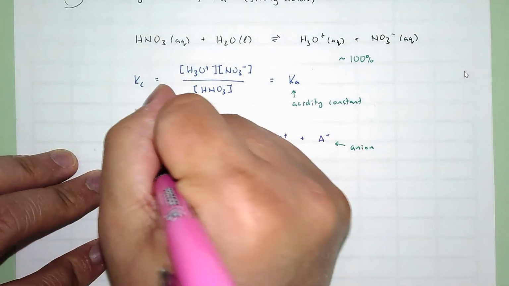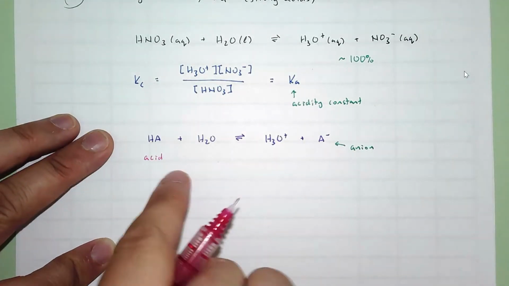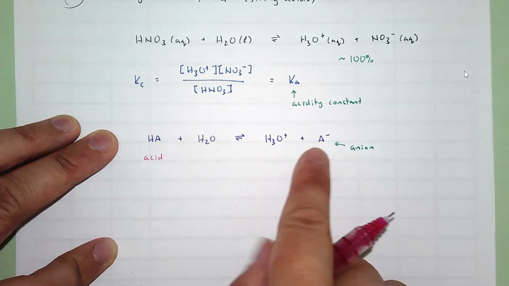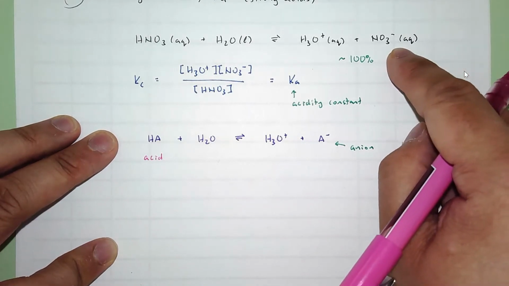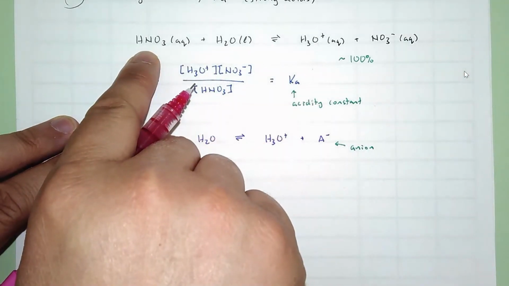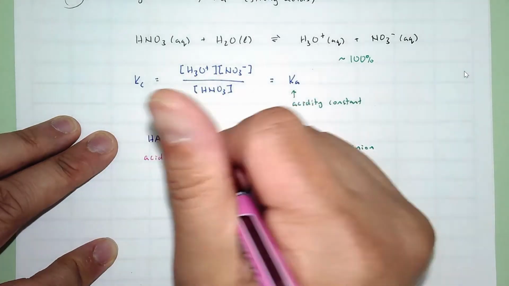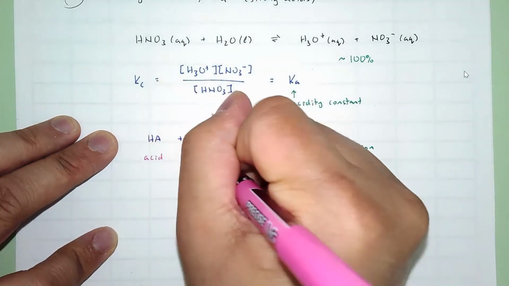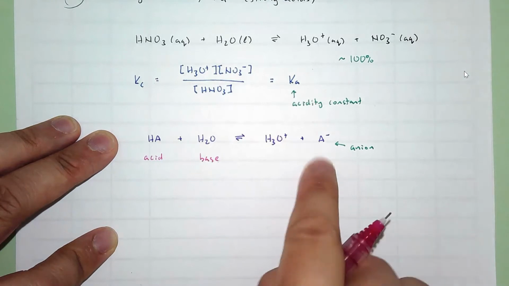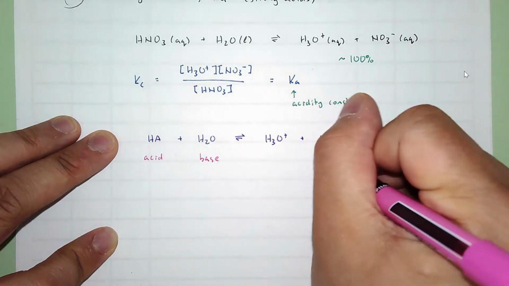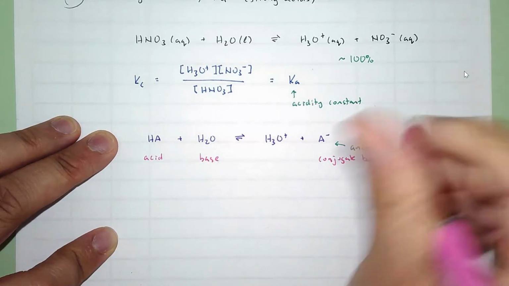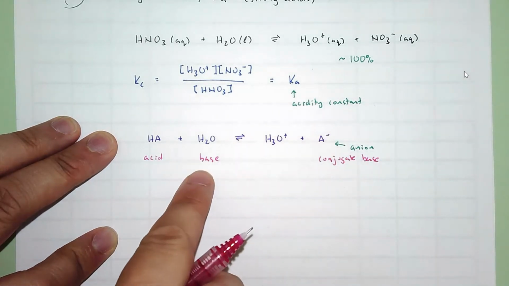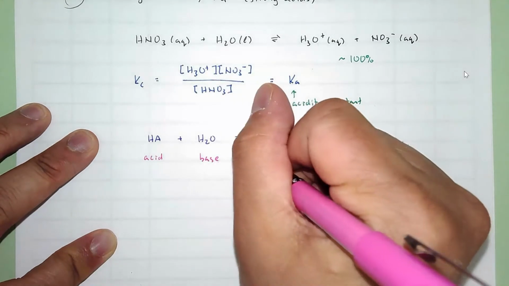So this is the acid. So this is generalized, right? We don't know what the A minus is. In the first case, it was nitrate, and it was protonated at the beginning, so nitric acid. Anyway, we have the acid, we have the base. The acid becomes the conjugate base, and the water, which is the base, becomes a conjugate acid.